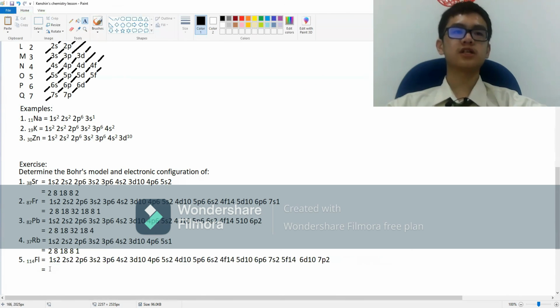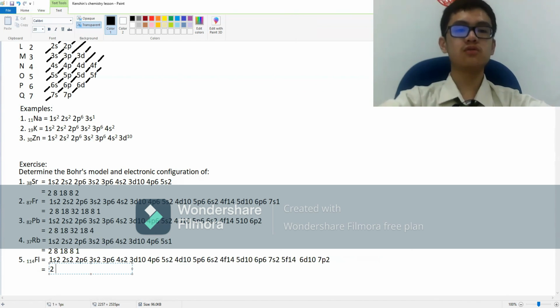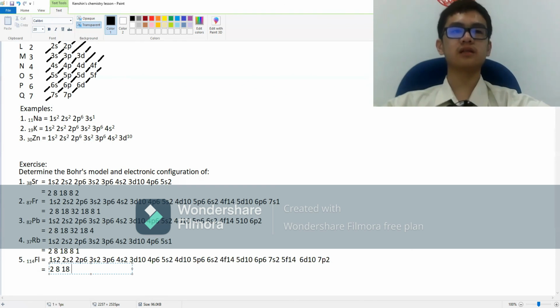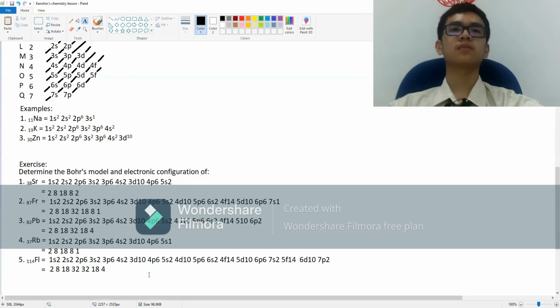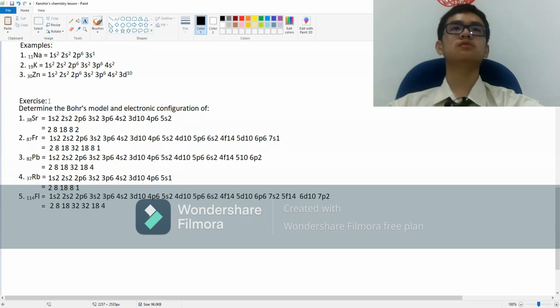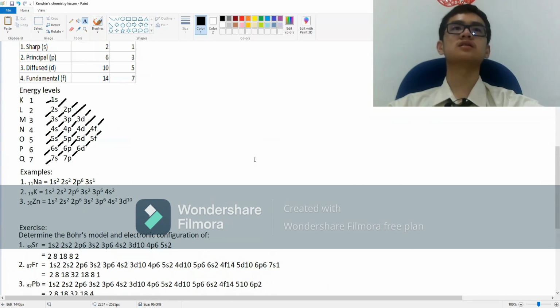Alright, now let's total up the shells. First shell is 2, second shell is 8, third shell is 18, fourth shell is 32, the fifth shell is 2 plus 6 plus 10 plus 14, so 32. The sixth shell is 2 plus 6 plus 10, so 18. And finally, the seventh shell is 2 plus 2, 4. So now, we're done with the entire exercise.